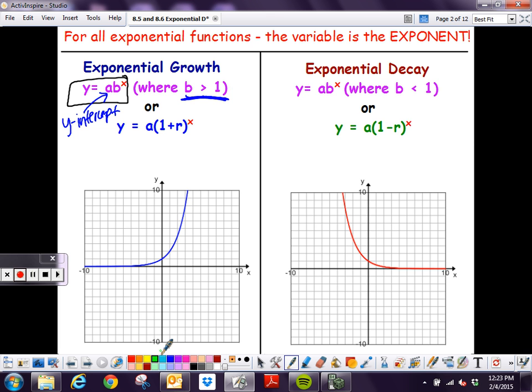The equation that we're going to be more concerned with today is y equals a times (1 plus r) to the x power. But remember, everything in that parentheses, that's still your b. So if that adds up to be greater than 1, it's growth. If it adds up to be less than 1, then it is decay.